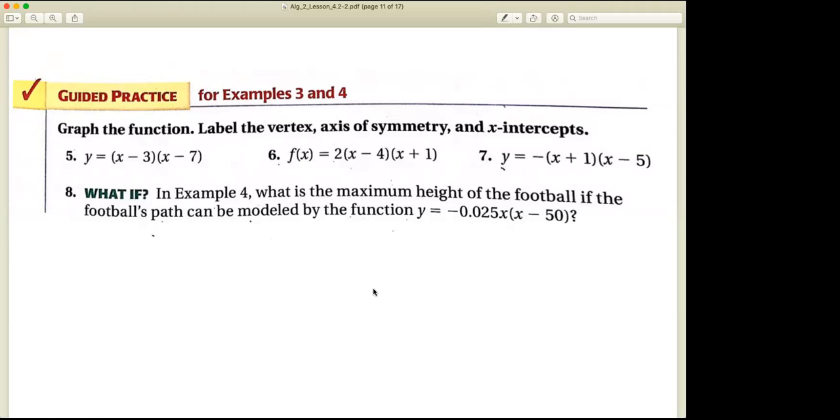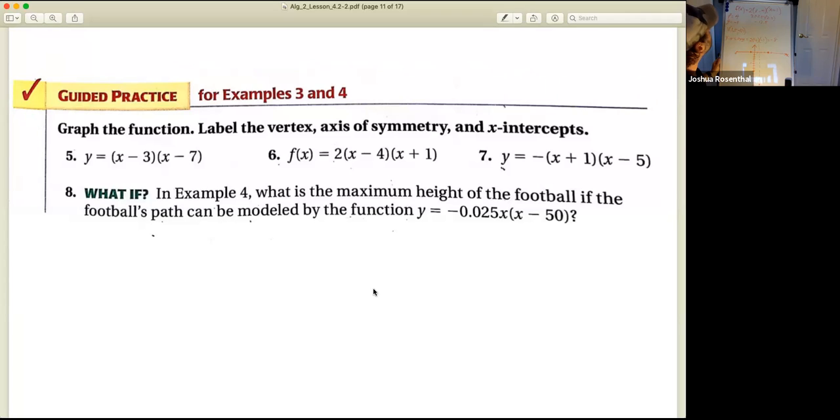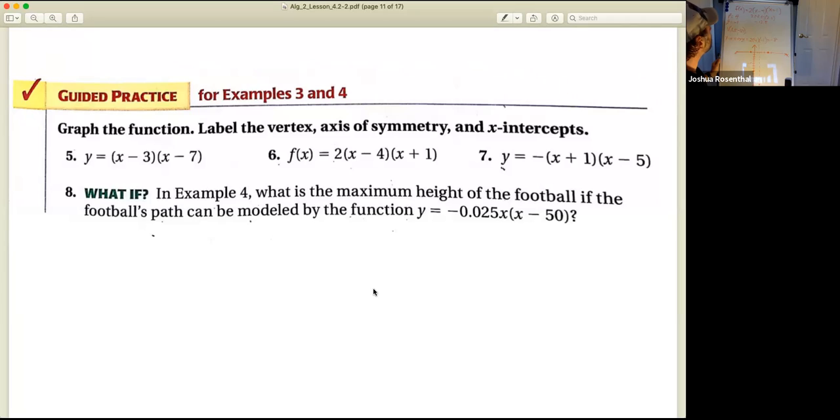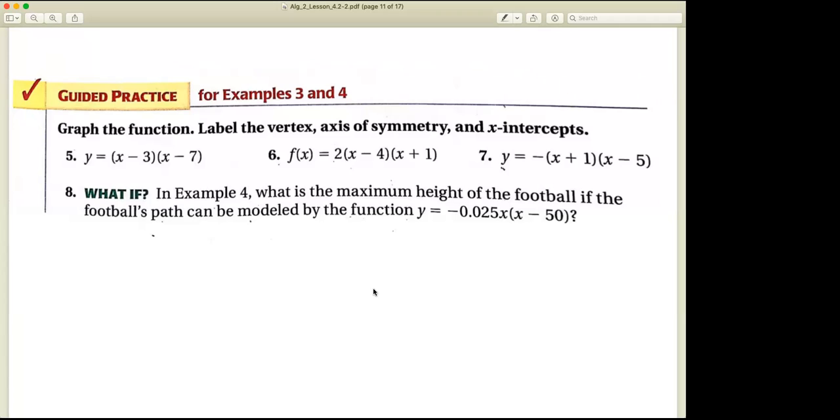Mr. Oslo, just a question. What did you get for the vertex in problem number 5? That was yesterday. I haven't redone it. Oh, right. Let's see. P and Q are 3 and 7. So the average of 3 and 7 is 5. So the x-coordinate would have been 5. And then if you plug that in, you get negative 4. So 5, negative 4.